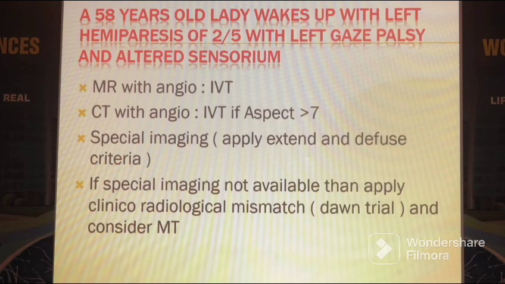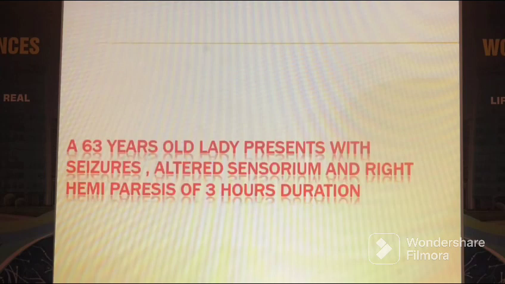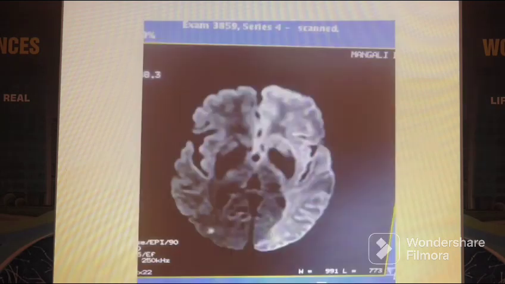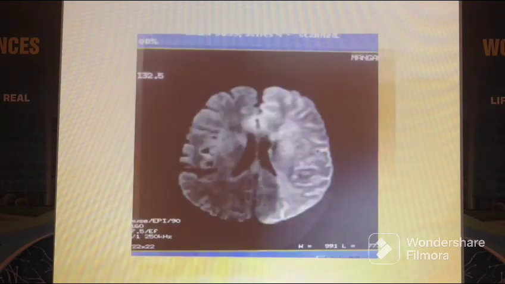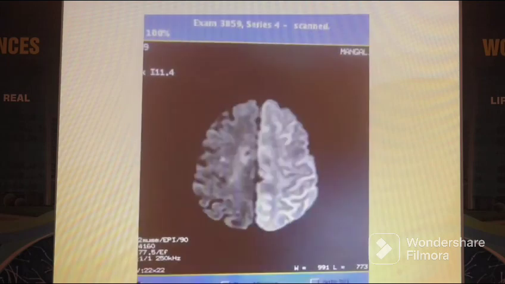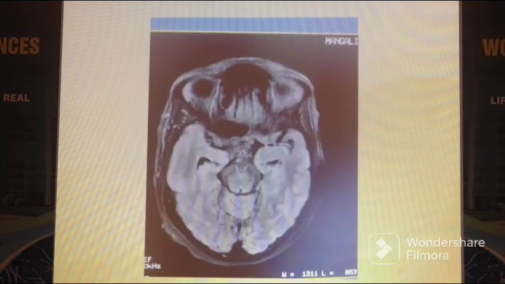So this is the last patient. A 63-year-old lady presented with seizures, altered sensorium, and right hemiparesis. So this is her MRI. There is a large area of diffusion restriction here. And MRI was preferred because the diagnosis of stroke was not certain. Some ill health was there and the patient presented with seizure. So MRI was preferred over CT.